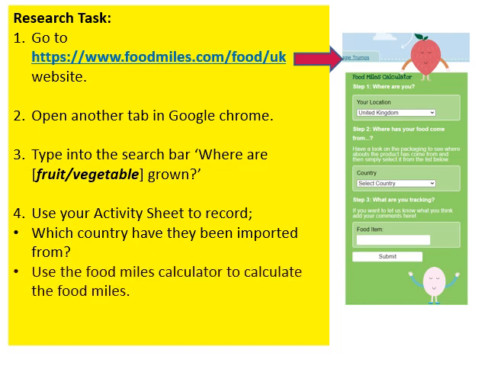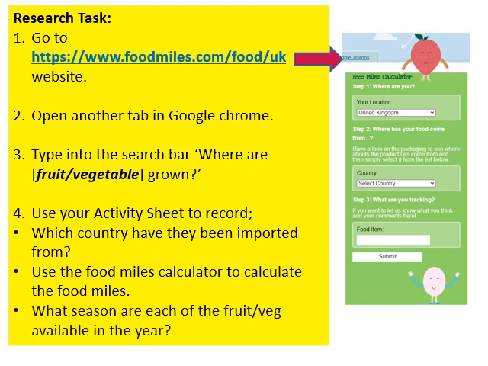Use the food miles calculator to calculate the food miles. Your location is always going to stay United Kingdom. You can see that at the top. The country that you select is where you have found that fruit or vegetable to have come from. You can put the food item in the bottom there as well. Submit, and it will come up with the amount of food miles. And then also, what time of year are each of the fruit and veg available within the year?